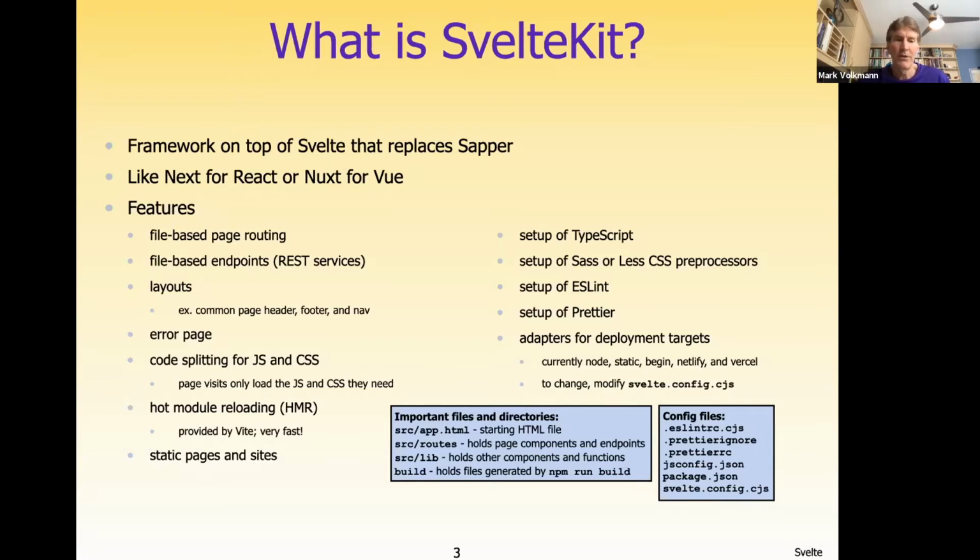And SvelteKit provides a really nice way of doing that. You just drop components in a certain directory, and it uses their name as the part of the URL that would indicate that you want to render that. So it's really easy to set up page routing with SvelteKit. Then it also has file-based endpoints, which are implementations of REST services.